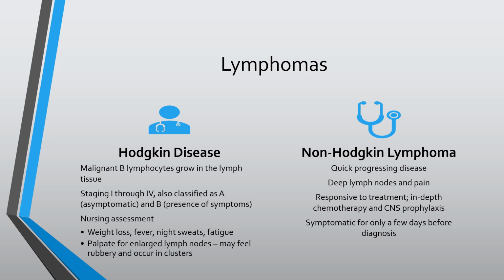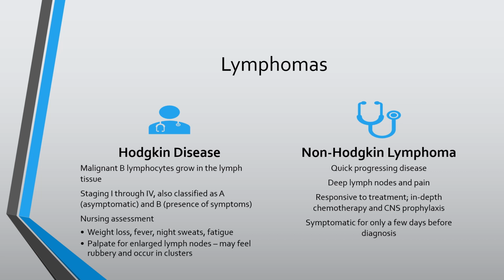All right, lymphomas is the next one that we will talk about. We can talk about Hodgkin's disease, which is more prevalent in older adolescents, 15 to 19 years of age. Non-Hodgkin's is more prevalent in children less than 14 years of age. Hodgkin's is a neoplastic disease originating in the lymphoid system. It metastasizes to the spleen, the liver, bone marrow, lungs, and other tissues. There is staging that occurs 1 through 4, and then those stages are also classified as A, which is asymptomatic, and B, which means they have the presence of symptoms.